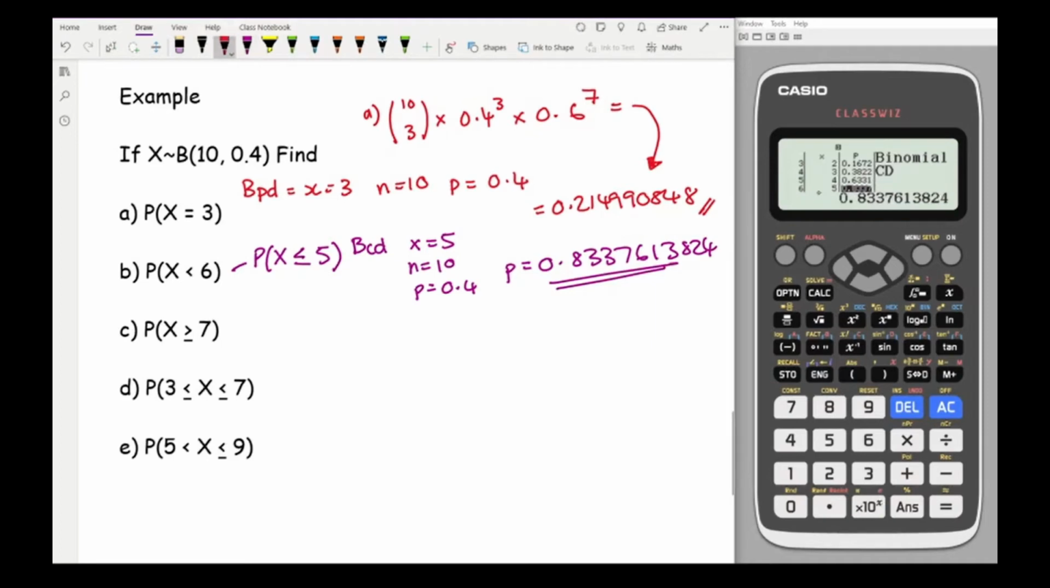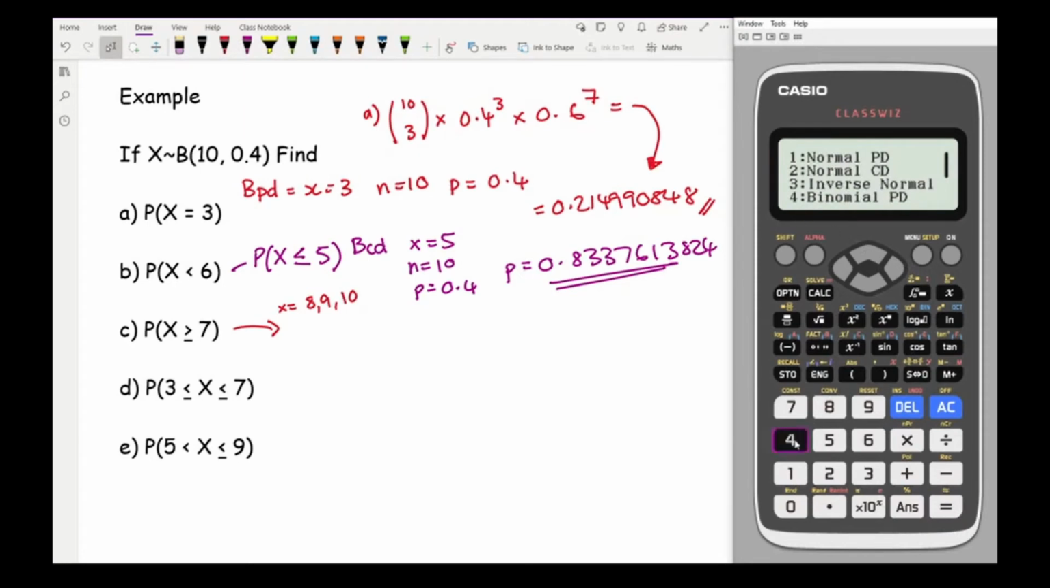Now looking at question C, and again, what values is this looking for? Well, this is looking for x equals 8, 9 and 10. So again I could easily work out each of those 3 individual probabilities. So let's go back and do that. So let's look at BPD, so option 4, and we're going for a list. So again I've entered my numbers of 1 to 10 absolutely fine.